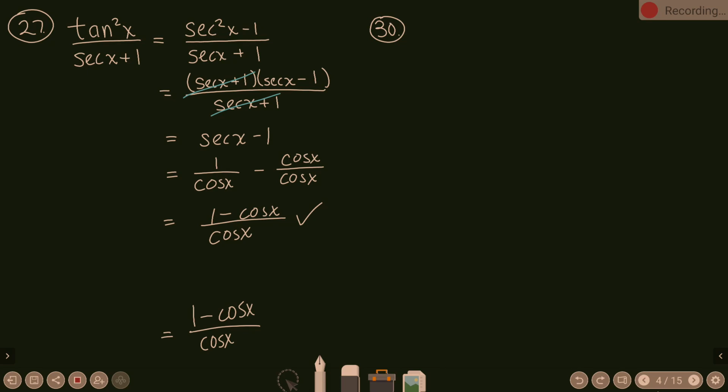Okay, which way are we starting? Tangent squared minus sine squared? So tangent squared theta minus sine squared theta equaling to, where am I trying to end? Tangent squared theta times the sine squared theta.